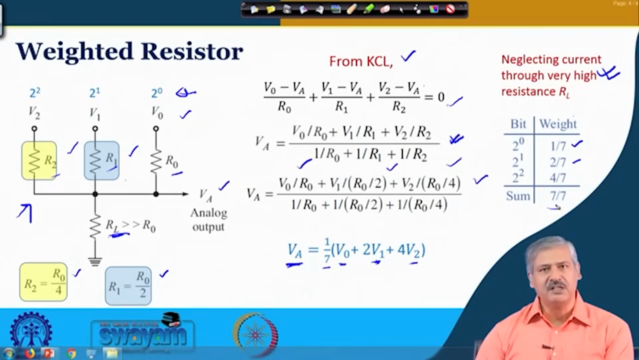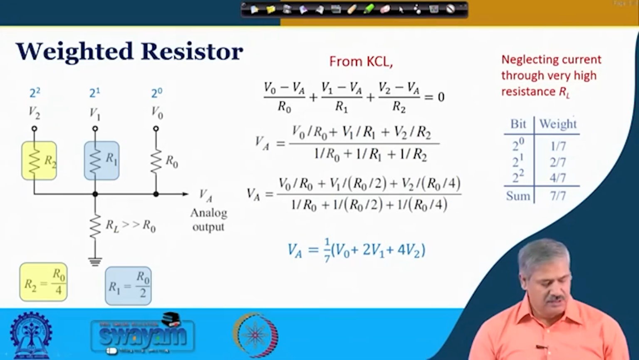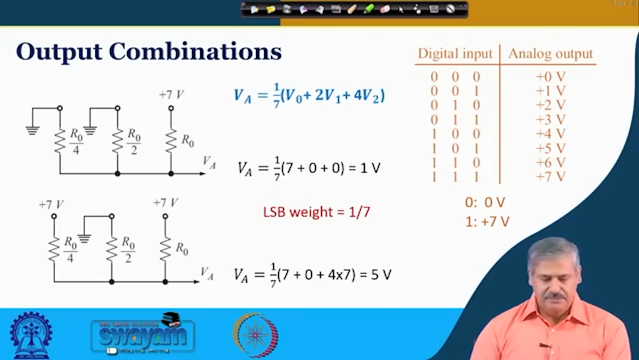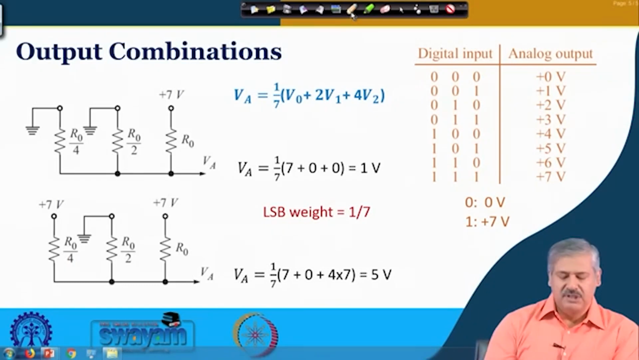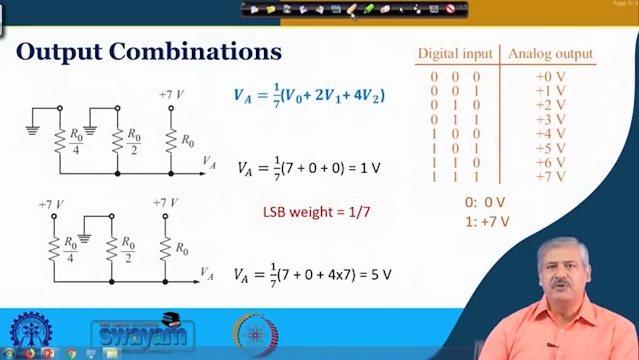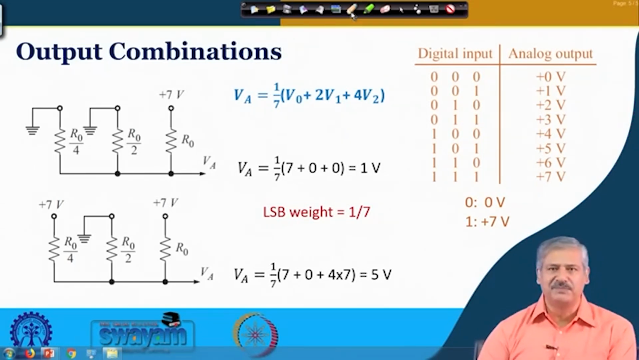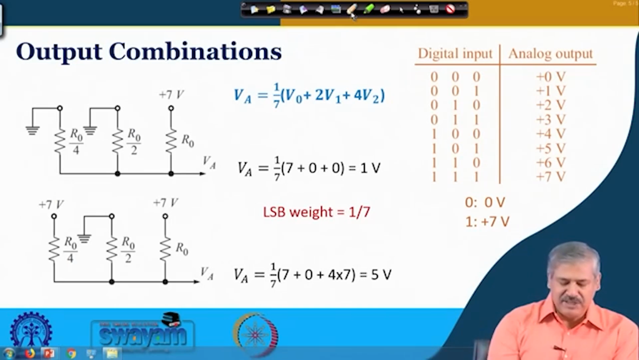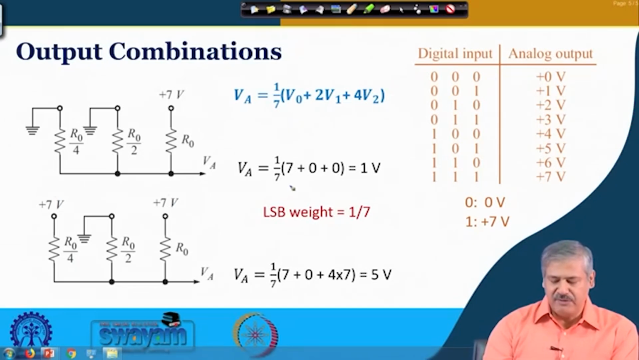Is it clear? The basic circuit? Now, if you look at these voltages V0, V1, V2, either we put plus 7 volt or 0 volt, because these are digital inputs, either high or low. So, we consider high as 7 volt and low as 0 volt. So, this is one such case, 0 0 1. Then what will happen? V0 is 7 volt.